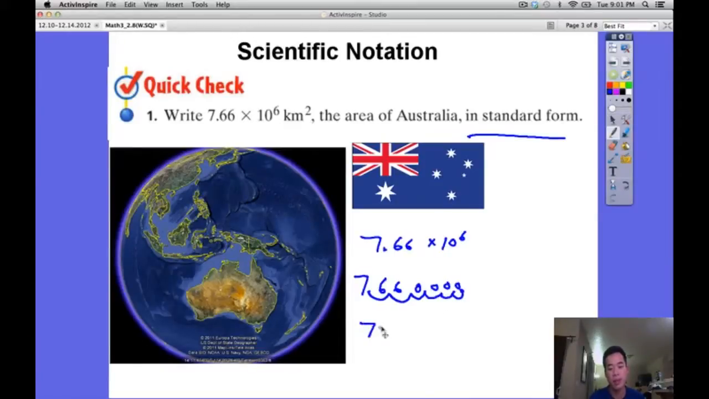So my final answer is 7,660,000, and that's standard form, the size of Australia in square kilometers. Okay, so that's how you write standard form from scientific notation. All scientific notation is moving the decimal.